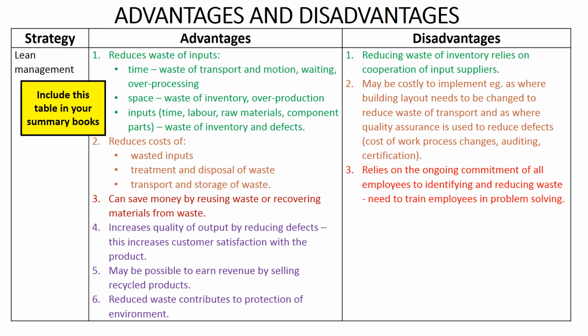There are three further advantages of lean management. First, by reducing defects, it increases the quality of the business's outputs, which increases customer satisfaction with those outputs. Second, the business may be able to earn revenue by selling products it makes from its waste, that is, by selling recycled products. And third, by reducing its waste, the business is contributing to the protection of the environment.